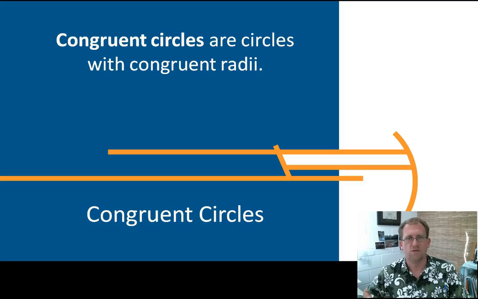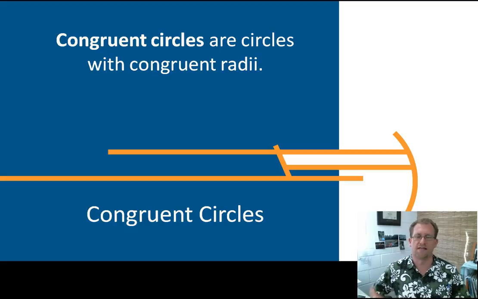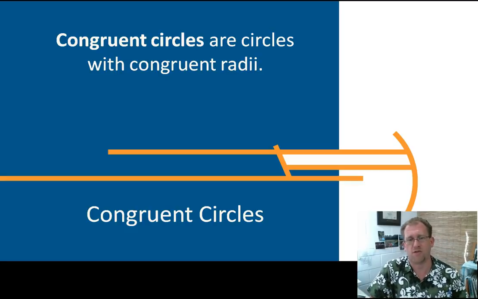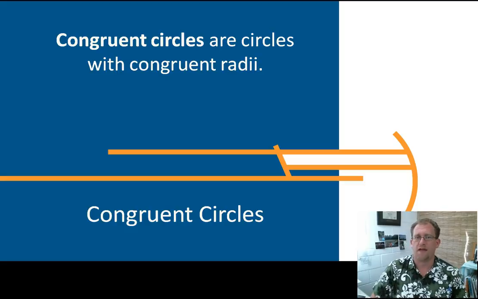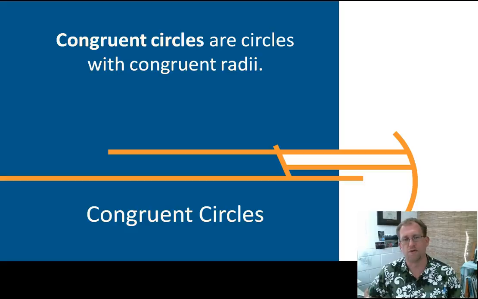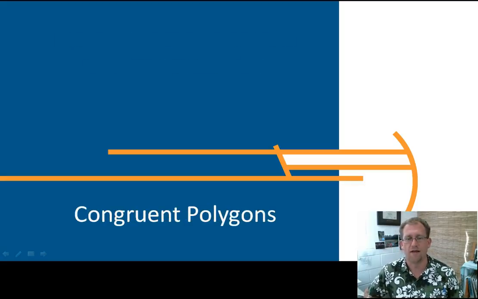Okay, bye. We've used the congruent symbol and the word congruent before for points and segments and measures of angles and things like that. Now we're going to talk about congruent polygons and congruent shapes. Congruent circles are circles with congruent radii. They are not the same circle. They have the same measure. So congruent circles are circles with the same radii.